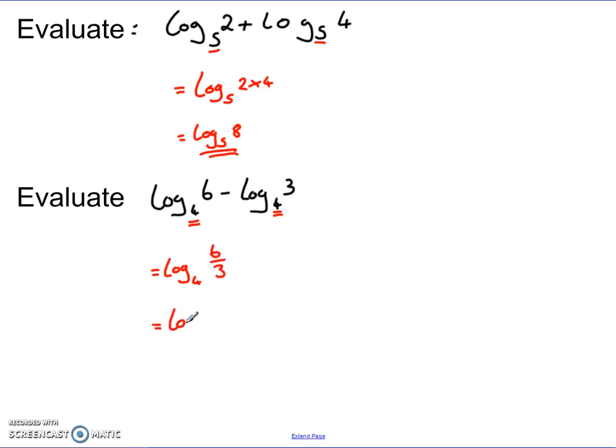Now in this case, that is log to the base 4 of 2. 6 divided by 3 is 2. And here's a cheeky wee thing for you. I know that that's going to be equal to a half. How do I know that, you ask?